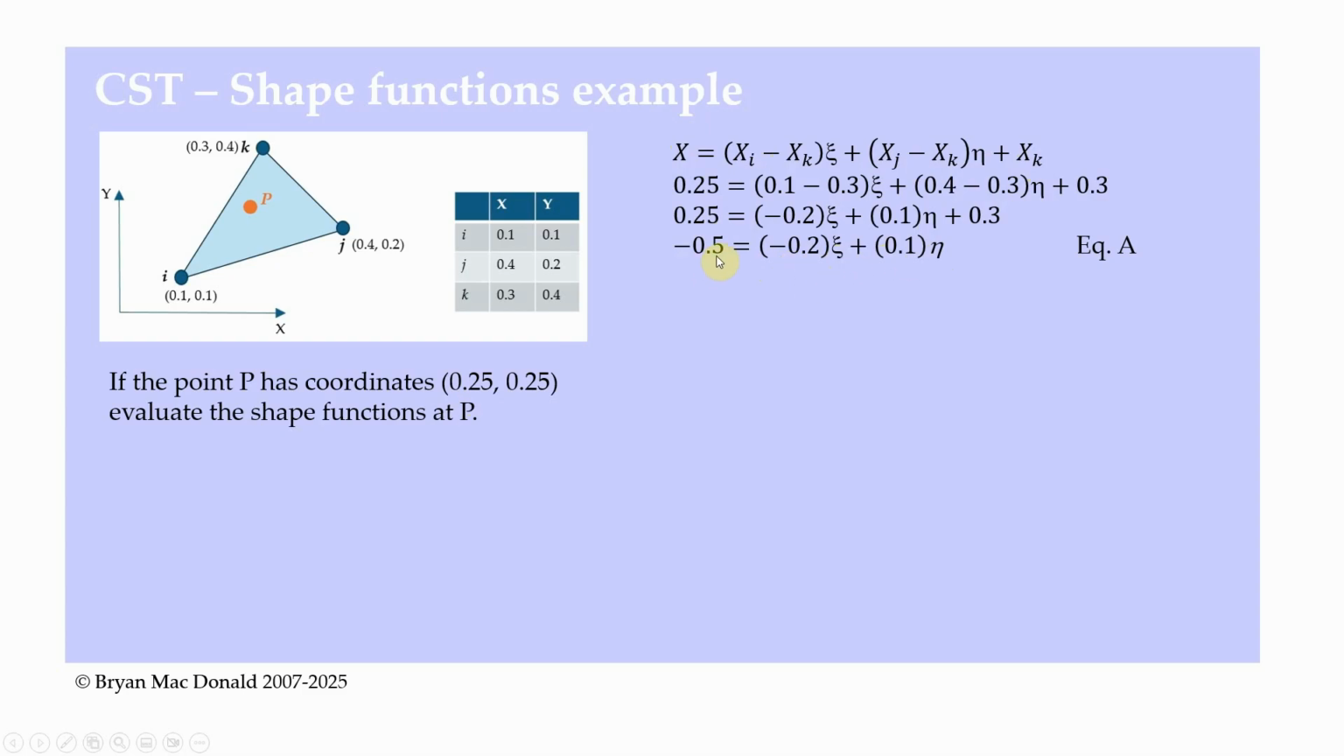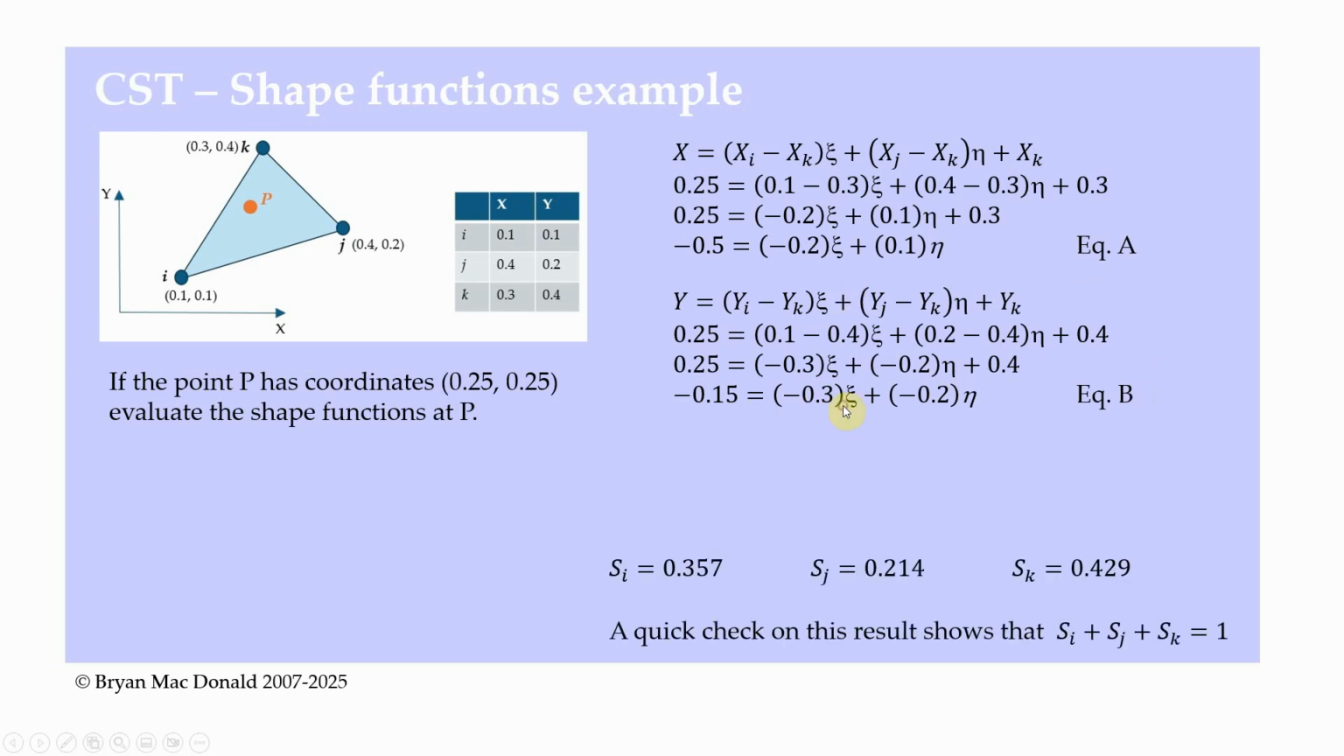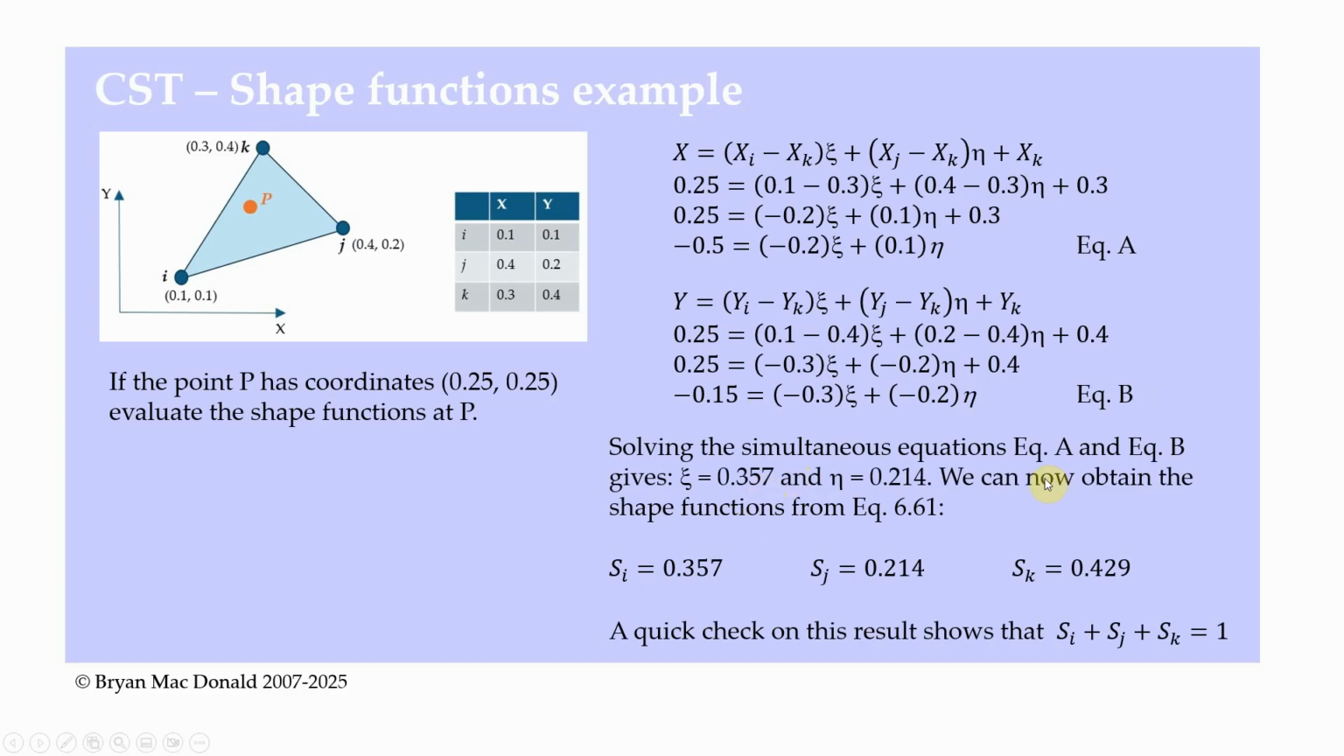So we've gotten an equation with eta and neta. We'll just call that equation A. Now we're going to do the same thing for the y-coordinate. Again, I'm going to use the isoparametric equation here. And now we've got another equation with eta and neta. So we've got equation A and equation B. We can solve these together. Solving these simultaneous equations A and B gives us eta is equal to 0.357 and neta is equal to 0.214. So they are the eta and neta coordinates of that point P. Essentially what we're doing here is we've mapped backwards. We've mapped from the element in xy space and we found out the eta neta coordinates of a particular point in xy space in that element.